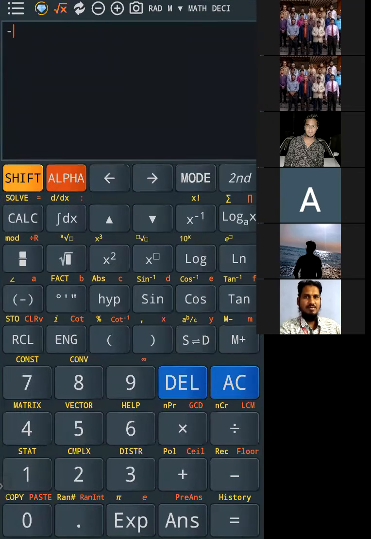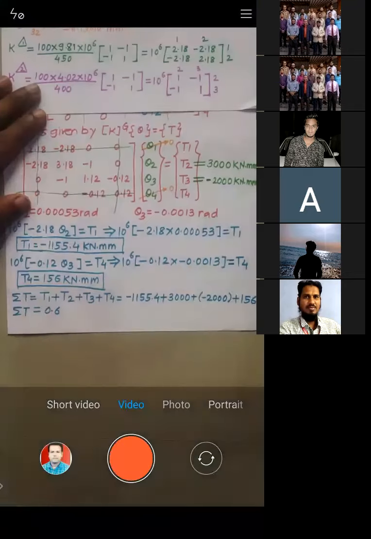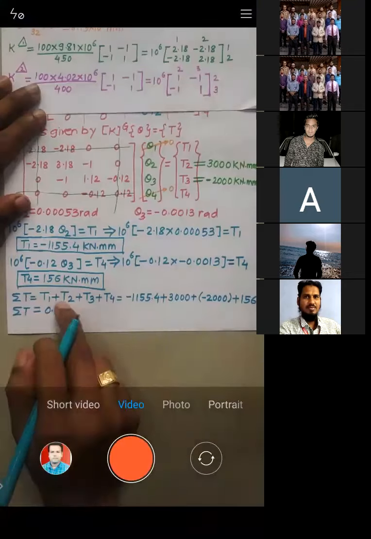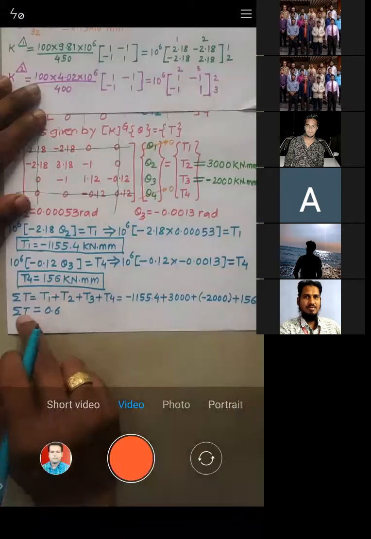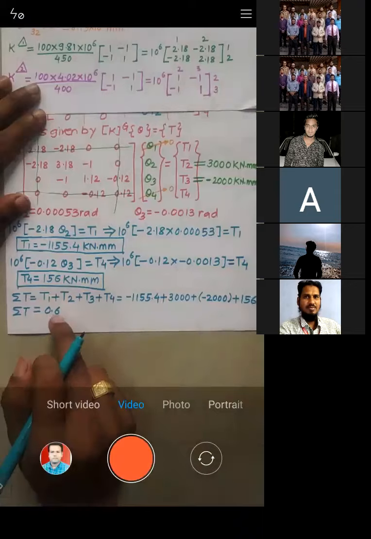Minus 1155.4 plus 3000 plus minus 2000 plus 156, right? So you're getting the value as 0.6. See, this is 0.6. The summation of torque should be equal to 0, but we are getting 0.6.